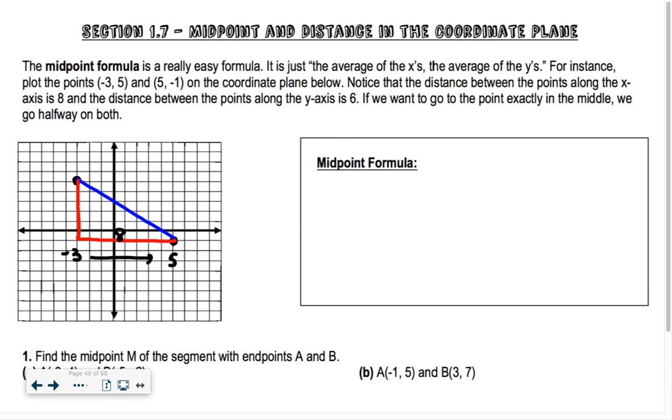4, okay? So what happens if I take negative 3 added to 5 divided by 2? What do I get? No. 1. I get 1, right? I get 2 over 2, which is 1.